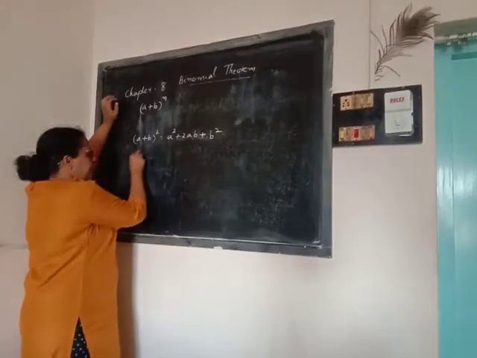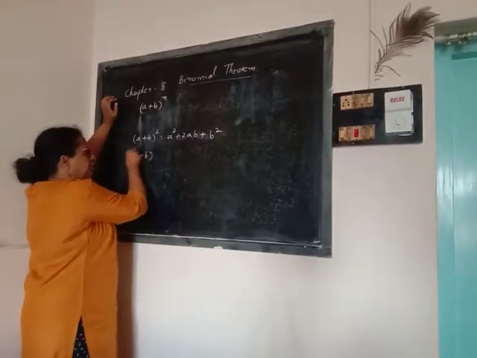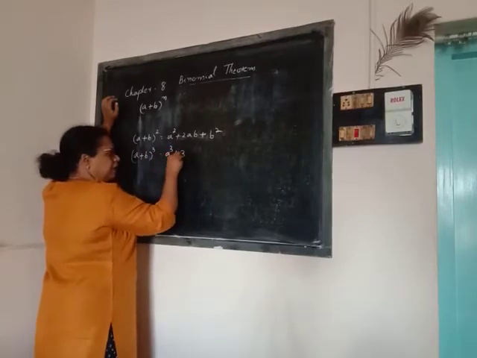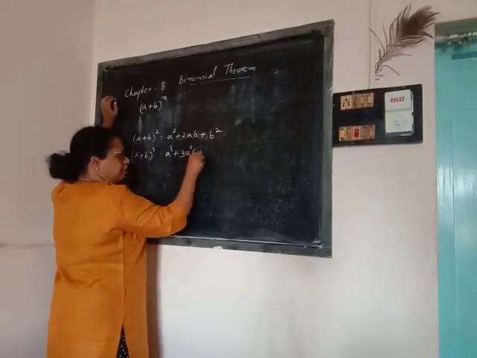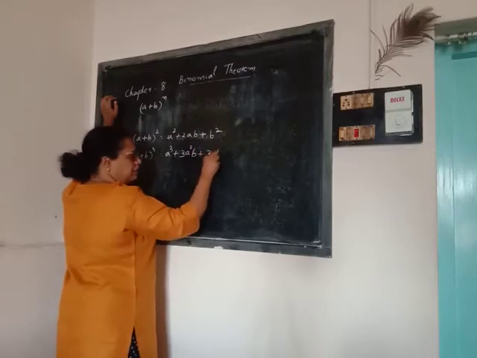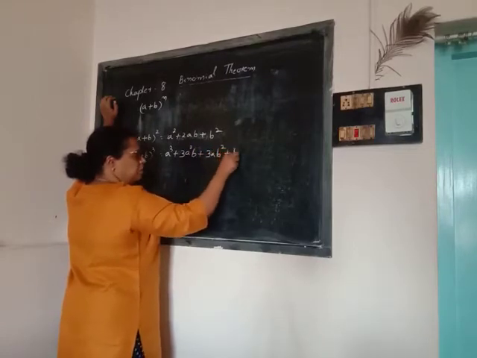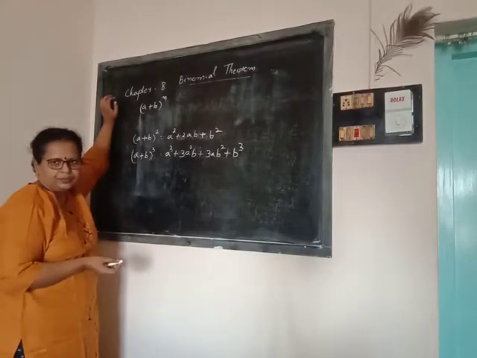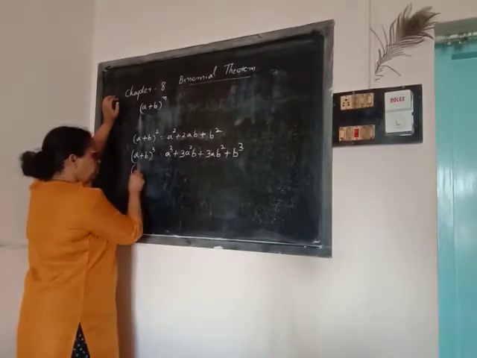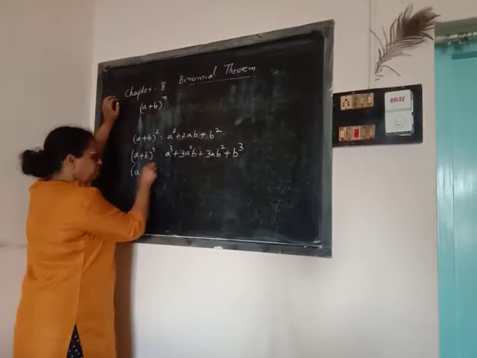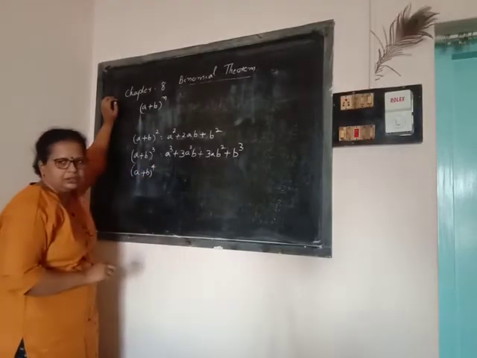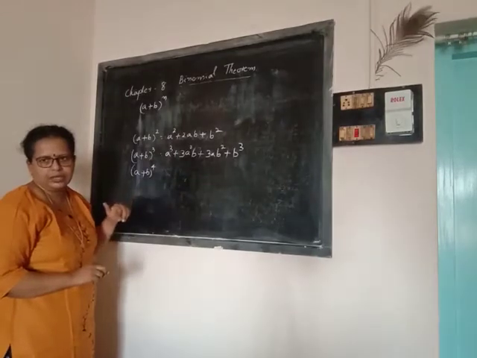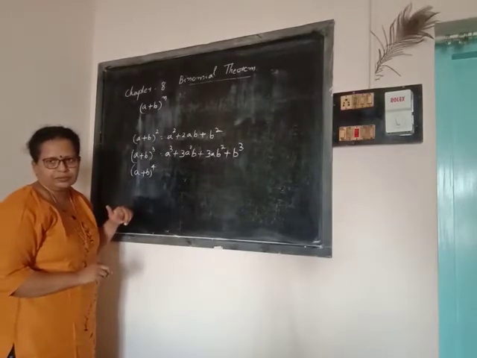And you learned a plus b whole cube. What is a plus b whole cube? A cube plus 3a squared b plus 3ab squared plus b cube. Now what is a plus b whole raised to 4? Do you know? You have to learn. By looking at this, can you introduce what is the answer a plus b whole raised to 4?